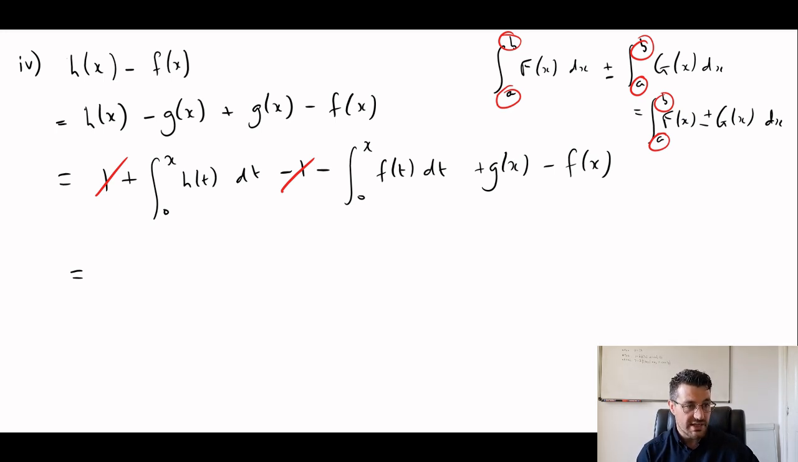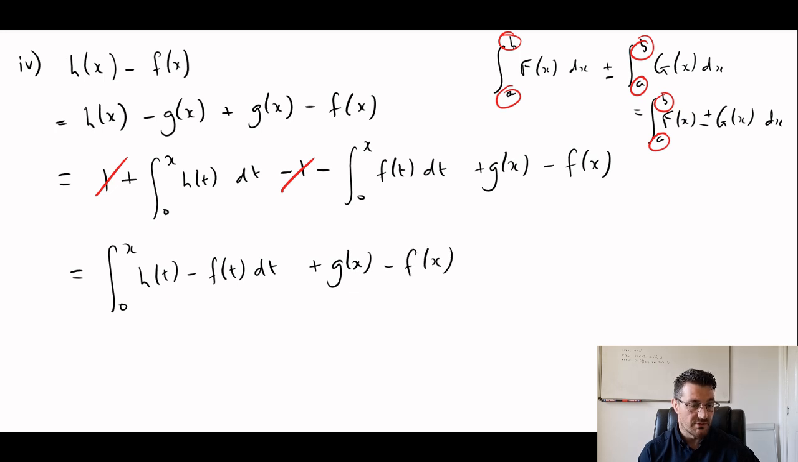So what we've got here is the integral from 0 to x of h of t minus the integral from 0 to x of f of t. I can combine into a single integral from 0 to x of h of t minus f of t dt plus g of x minus f of x. So other than the specific order in which I've written everything, I've shown what I needed to show.